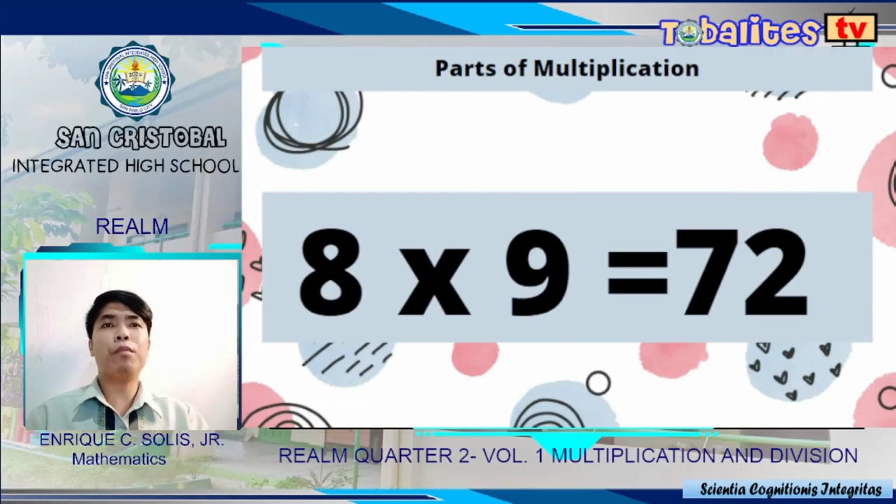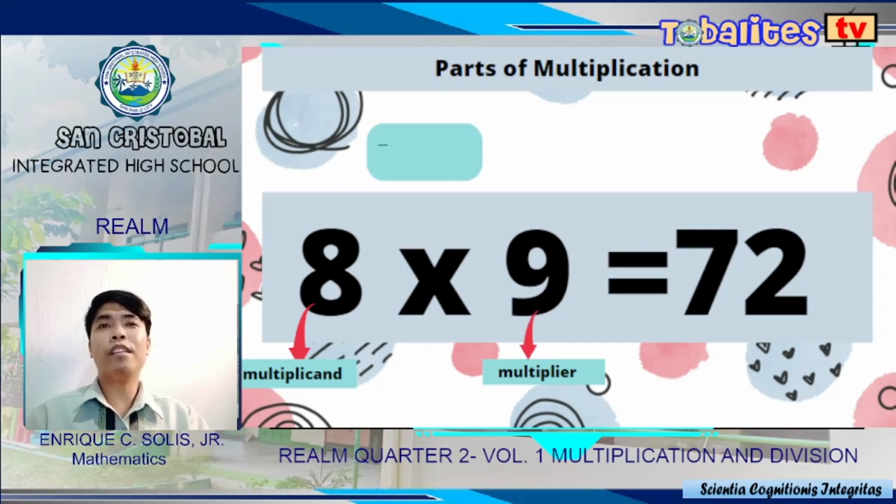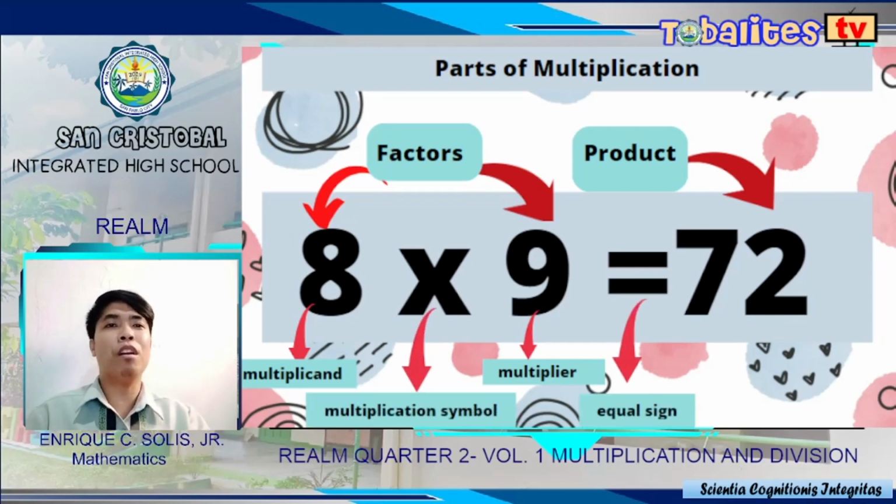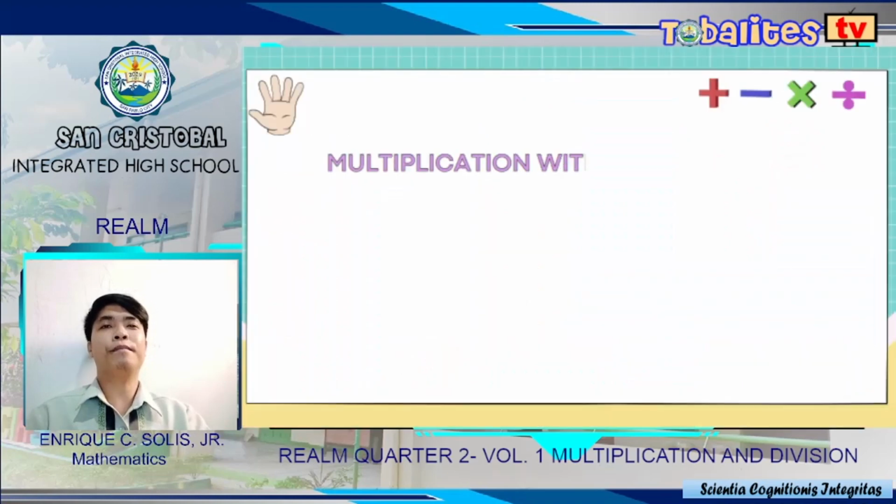Now let's proceed with parts of multiplication sentence. If we have 8 times 9 is equal to 72, 8 is our multiplicand, 9 is our multiplier, and together they are called factors. 72 is our product or the answer when you multiplied 8 by 9. And also, we have the multiplication symbol and the equal sign.